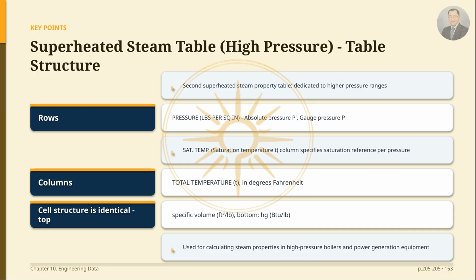The columns at the top list the total temperature T in degrees Fahrenheit. The composition of each cell is the same as the previous table, with the top number being the specific volume in cubic feet per pound and the bottom number being the total heat Hg in BTU per pound. This table is primarily used when calculating steam properties for high-pressure applications, such as high-pressure boilers or power generation equipment.